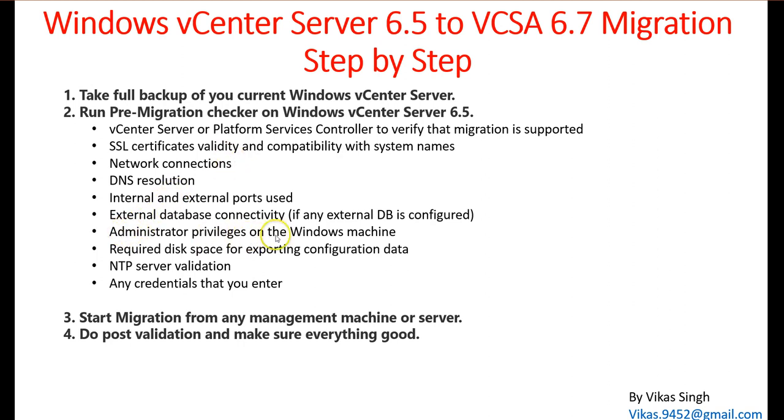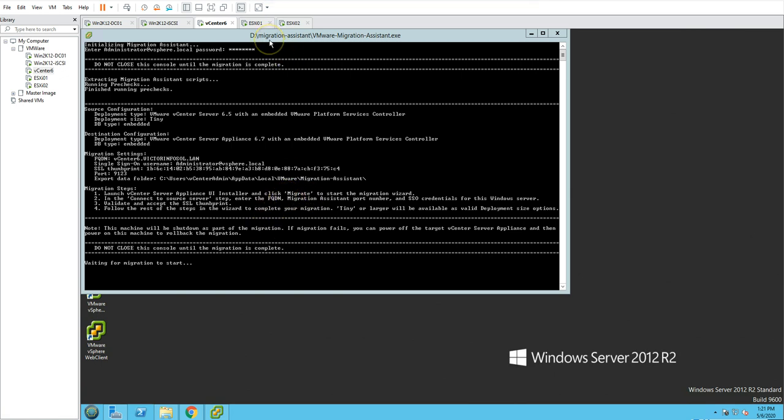Administrator privilege on the vCenter machine, it's going to check you have the account with which you run this setup, that it has the local administrator rights. And then the required disk space for exporting configuration data, so it's going to check if you have enough space to export the configuration of the vCenter data on the local machine, and NTP and the credential that you enter. So this is going to run all these different types of pre-checks.